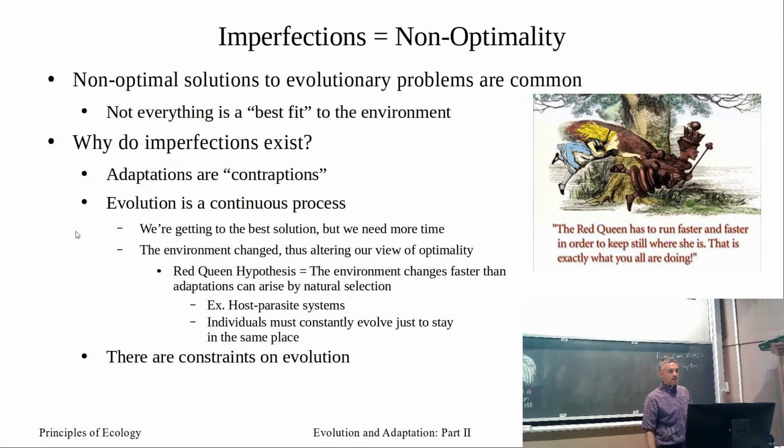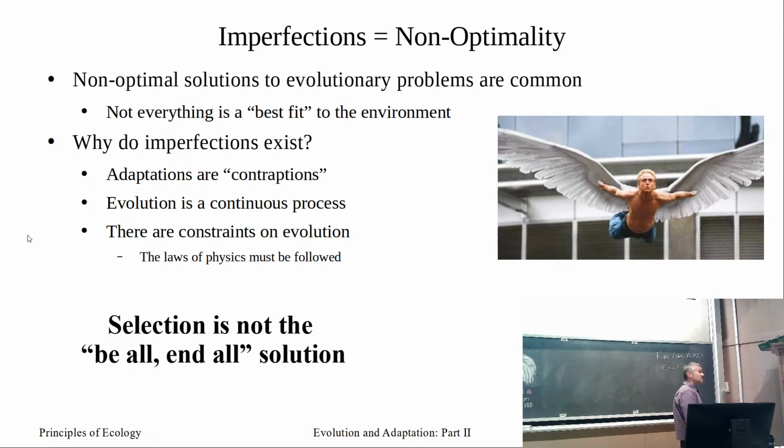Our last explanation as to why imperfections exist is that there are constraints on evolution. The laws of physics must be followed. We can't break them. No matter how cool I think it would be to have wings and fly around all over the place, physics doesn't allow that. In order to do this, we would need massive pectoral muscles that well exceed the size of our body. Can't do that. Just not possible. So we might have a vision of the best adaptation, but if that breaks the laws of physics, it's not going to happen.